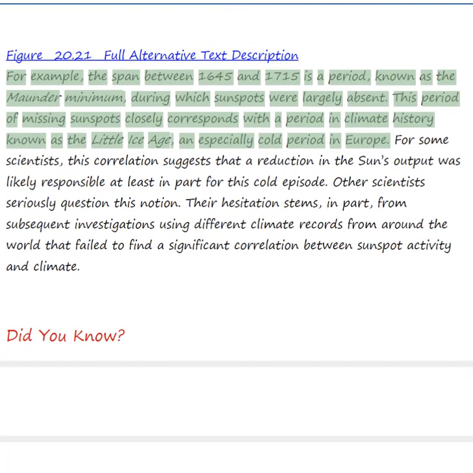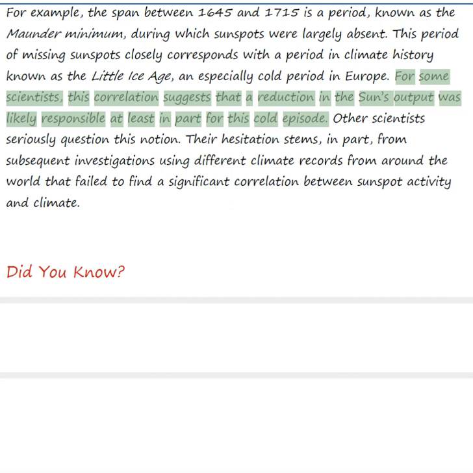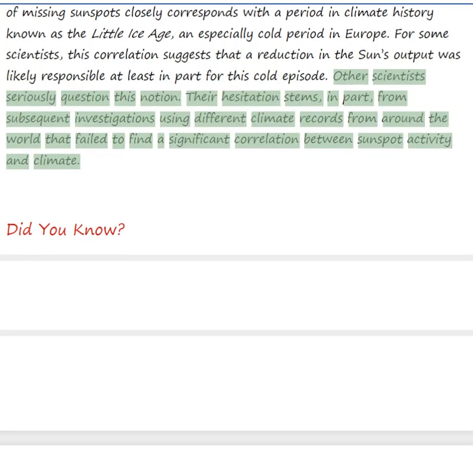For example, the span between 1645 and 1715 is a period, known as the Maunder minimum, during which sunspots were largely absent. This period of missing sunspots closely corresponds with a period in climate history known as the Little Ice Age, an especially cold period in Europe. For some scientists, this correlation suggests that a reduction in the sun's output was likely responsible at least in part for this cold episode. Other scientists seriously question this notion.